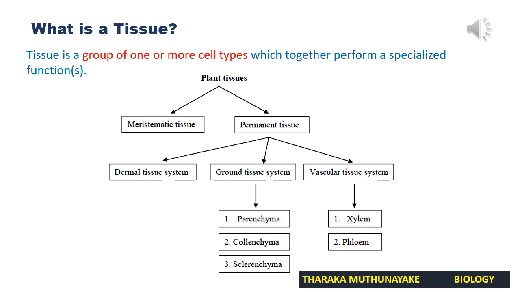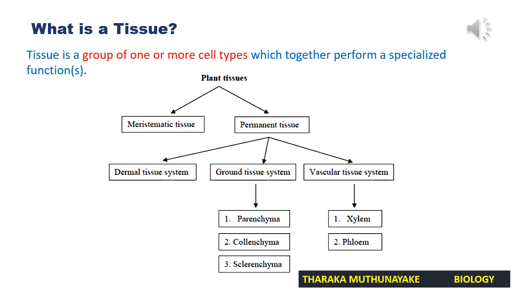For an example, if you consider parenchyma tissue, sclerenchyma tissue, as you learned in your O levels, those tissues consist of only one cell type. But if you consider some complex tissues like xylem tissue, phloem tissue, they consist of more than one cell type. And also go to the second part of the definition. It says these tissues together perform a specialized function or functions.